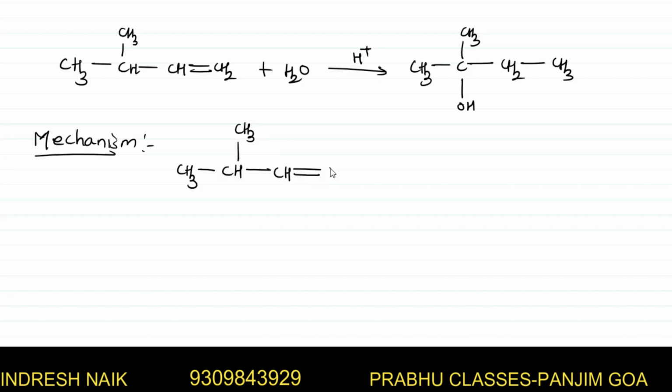So this is the alkene. Just understand, right? There is an H plus. The possibility is that the bond can break this way and the bond can break this way, meaning hydrogen can come over here or hydrogen can come over here.